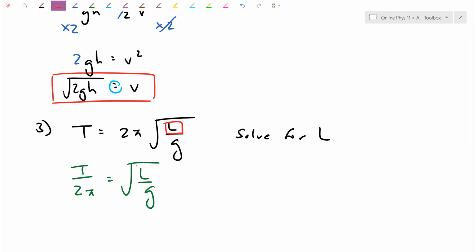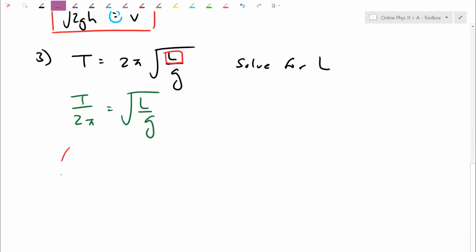Next thing I want to operate on here is I want to get it out of the square root, get it out of this house here. So to do the opposite of a square root, we need to square both sides. Upon squaring both sides here, we're going to actually have t over 2 pi, all squared. If I square a square root, I'm going to just have canceled out that square root there. Now I'm super close here. I end up with L.